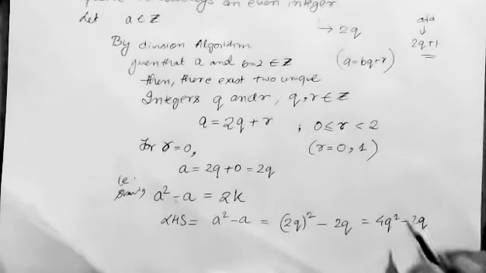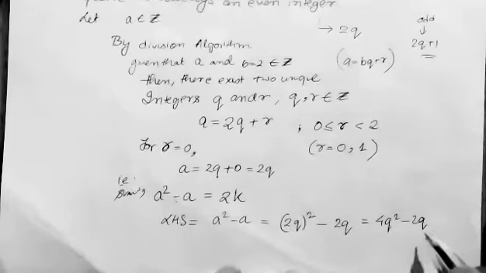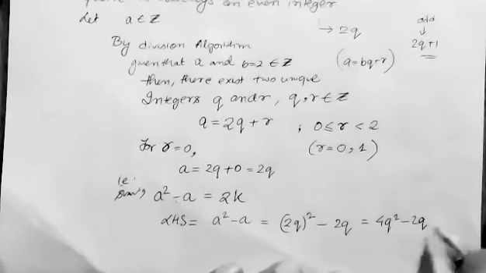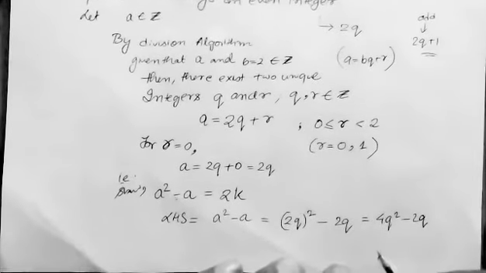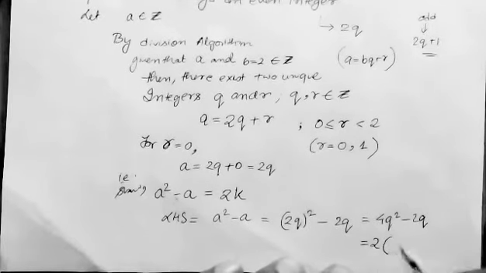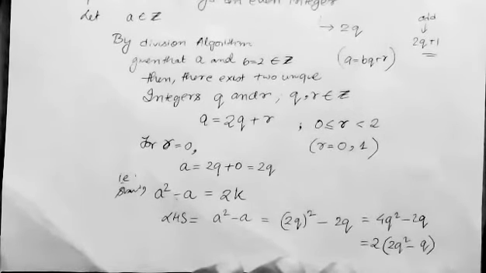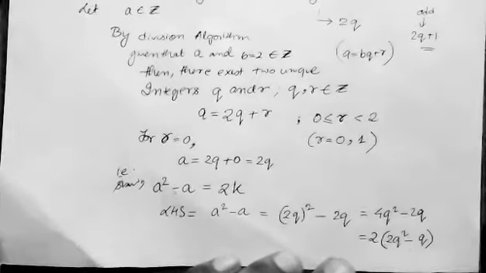Now can we take anything common from these two terms? Yes, we can take 2 common from these two terms. If you take 2 common, then what you are left with within the bracket is 2 into 2q square. Just multiply it, you will get the same result: 2 into 2 is 4, 4 into q square is 4q square. And you are left with only q, since 2 into q is 2q. So this is the required term.